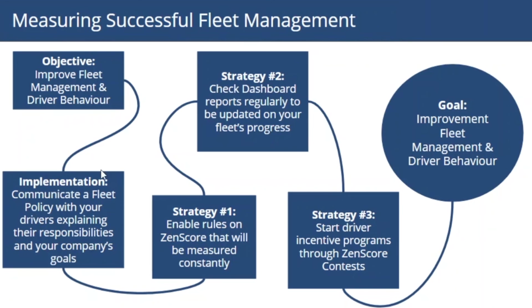Next, we need to implement a fleet policy with drivers, explaining their responsibilities in achieving your business goals. So the first strategy is to enable rules on ZenScore so you can measure and monitor how many times those rules are being triggered. Then we need to set up and check your dashboard reports regularly to be updated on your fleet's progress, and if you see many rules being broken by drivers, you can start incentive programs through ZenScore contests. This will motivate drivers to improve their driving practices in order to help you achieve your final goal of improving your fleet by managing driver behavior.